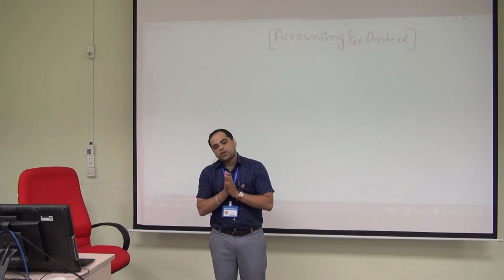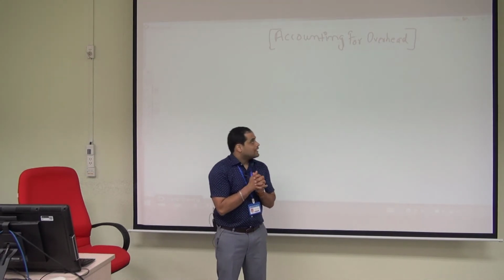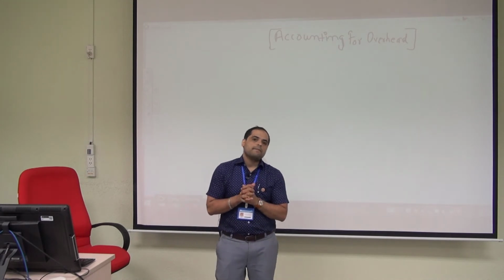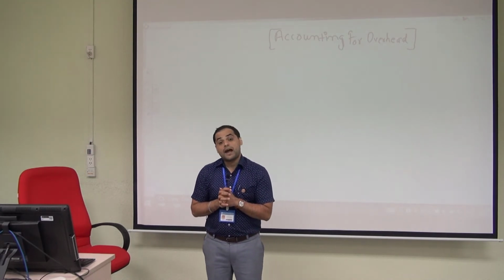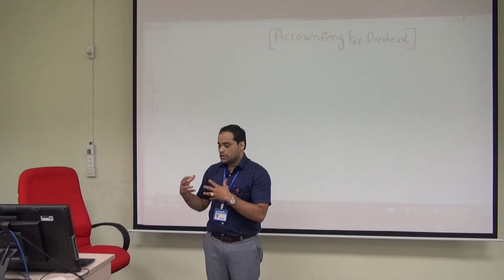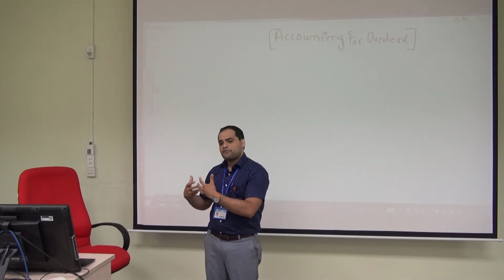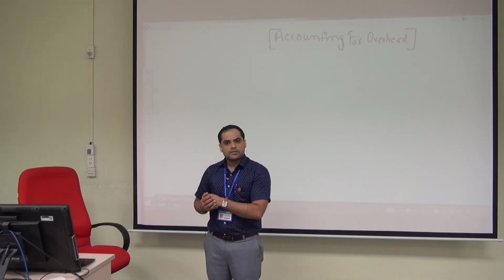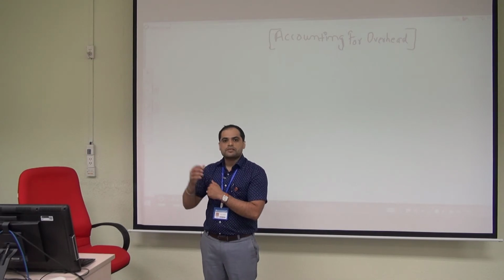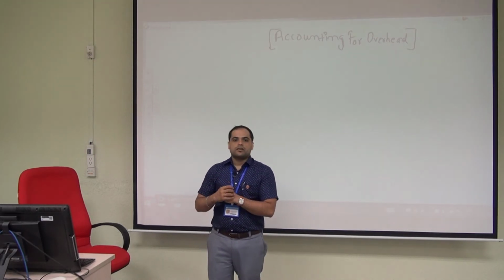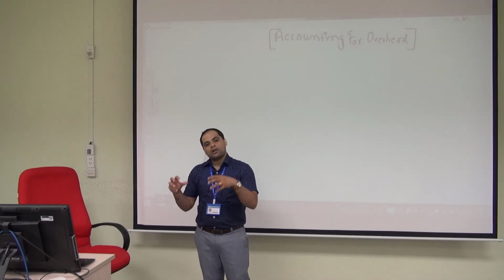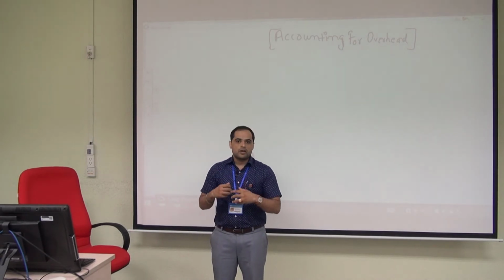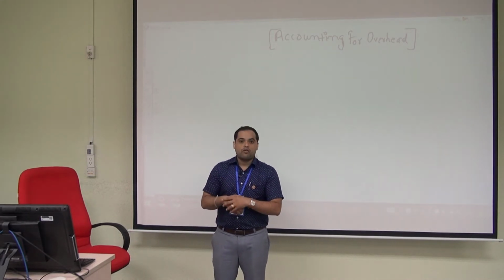And the last learning outcome, which is learning outcome 7, is about over and under applied overhead. In terms of over and under applied overhead, I will give you some numerical examples. With the help of those examples, you can learn what over and under applied overhead is and what the accounting treatment for it will be.